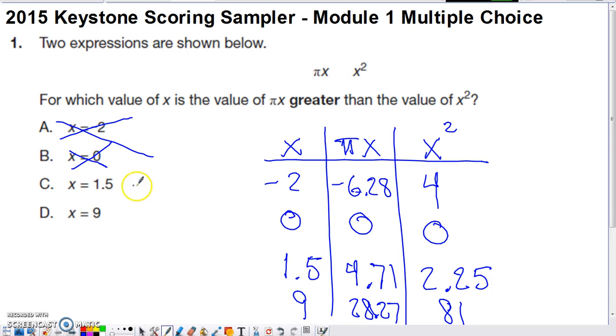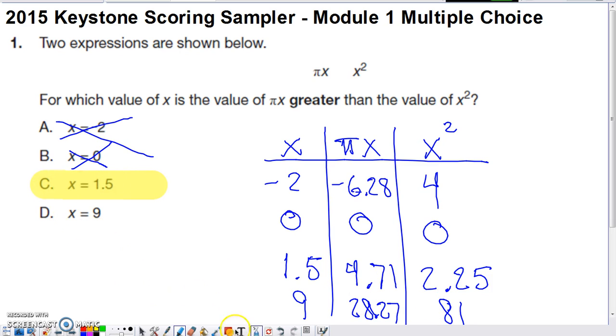Now when I put in 1.5, check out what happens. Pi times 1.5, type that into the calculator and you get 4.71. 1.5 squared gives you 2.25. When I put 1.5 in place of this x right here, I got 4.71. When I put it in place of this x right here, I got 2.25. This number is definitely bigger than this number. That indicates that this is going to be my answer.